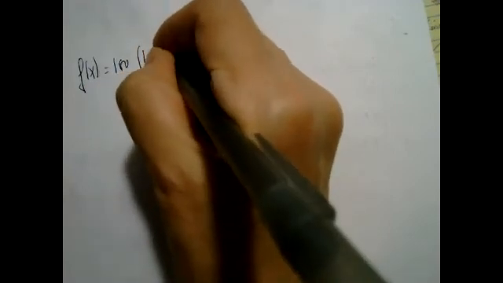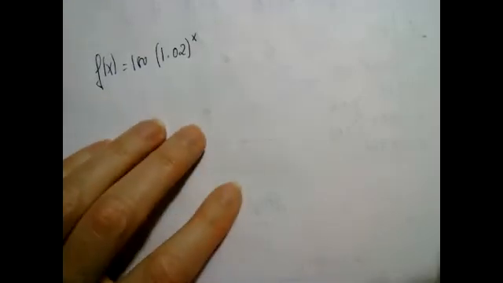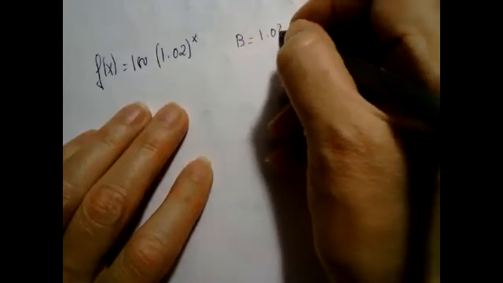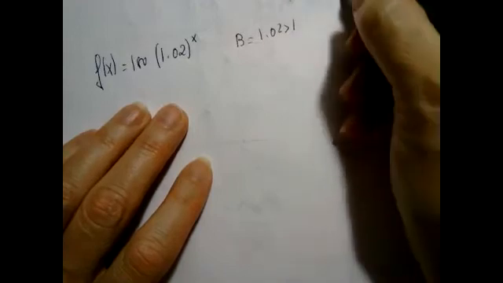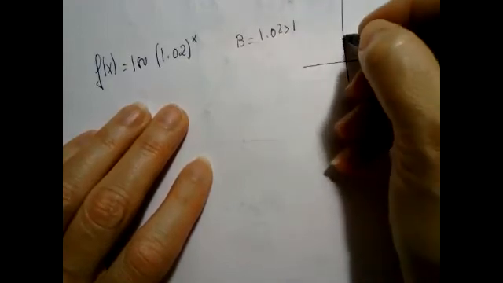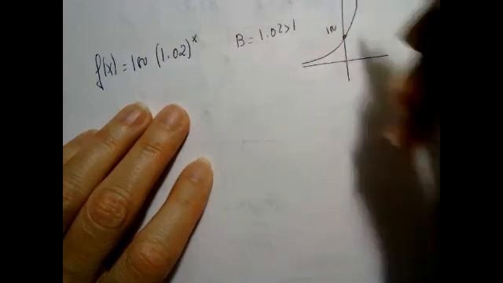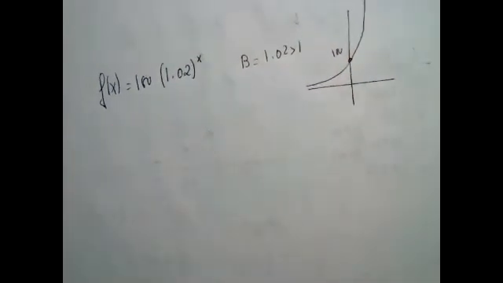So for example, suppose I tell you to sketch f of x equals 100 times 1.02 to the power x. I'm not asking you to sketch it extremely rigorously, but to have the shape of it. So here you can say immediately, the b, the growth factor, is bigger than 1. So the graph is going to rise. The initial value is 100, and the graph is going to look like that. Okay, so immediately we know the shape of the graph.